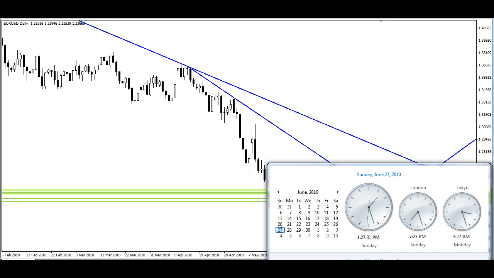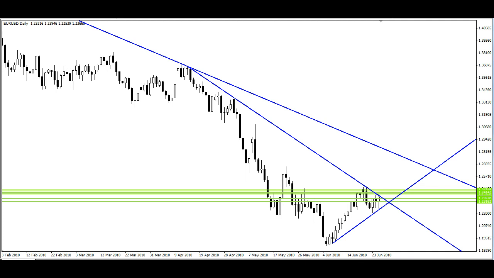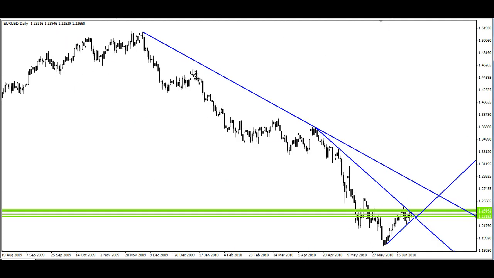Hey guys, today's Sunday, June 27th. It's about 1:30 p.m. here. So here we are again looking at the Euro US dollar daily chart. Let's zoom out a little bit and we'll get right to it.